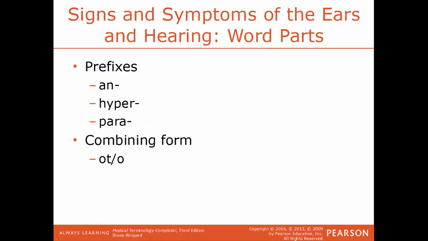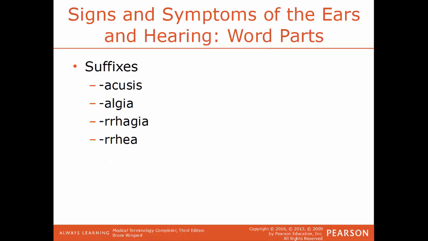Alright, now we'll talk about some signs and symptoms of the ears and the sense of hearing. Some word parts. Prefixes. An means lacking or without. Hyper means above. Para means alongside or nearby. A common combining form you'll see. Odo is a reference to the ear. Some common suffixes. Acousis is a reference to hearing. Algia is a reference to pain. Rrhagia means a bursting forth of blood. And rrhea is a discharge or a flow.